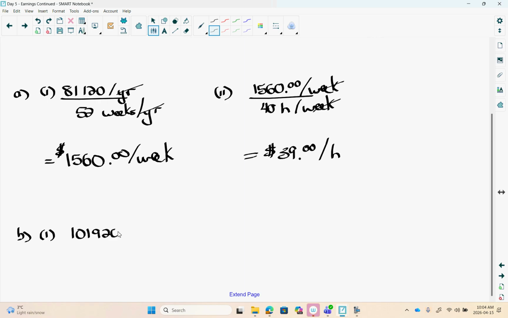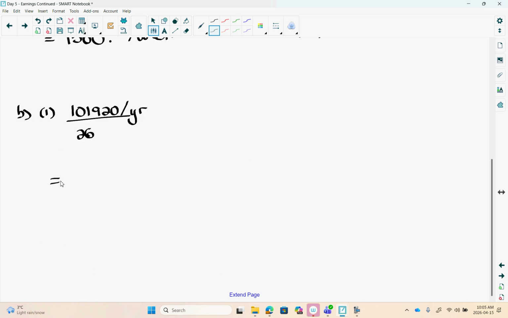So same style of question, only I'm going from $101,920 per year. What should I divide by? Not 52 weeks, not 52 checks. 26. All right. And 101,920 divided by 26, that leaves $3,920. And that's every 2 weeks. So this is 2 weeks per year. The years would cancel. That's how much he gets paid every 2 weeks.